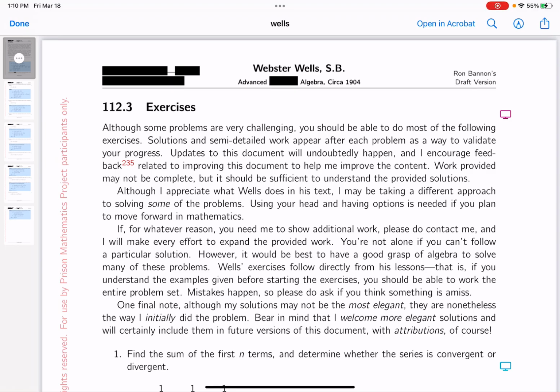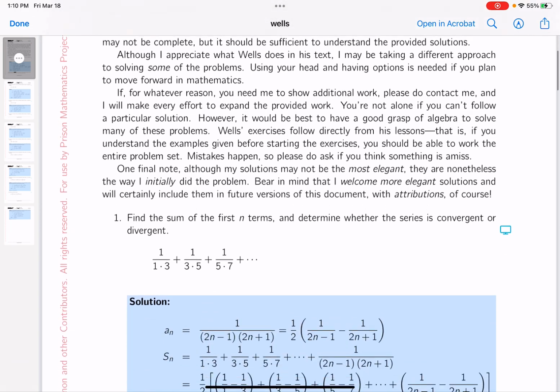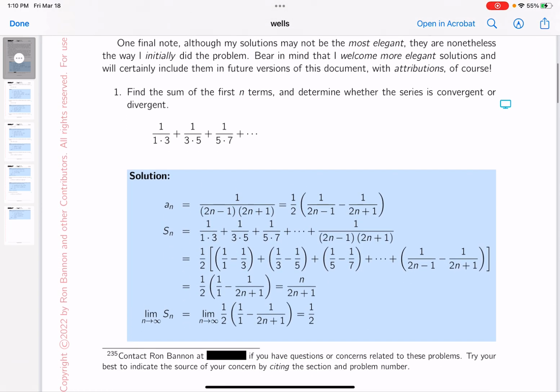Okay, 11.2.3 exercises, and we'll start with problem number 1. Certainly, I know there's a blue area there. If you look through that in your center, that's great. If you did it on your own without looking at that, that's great.